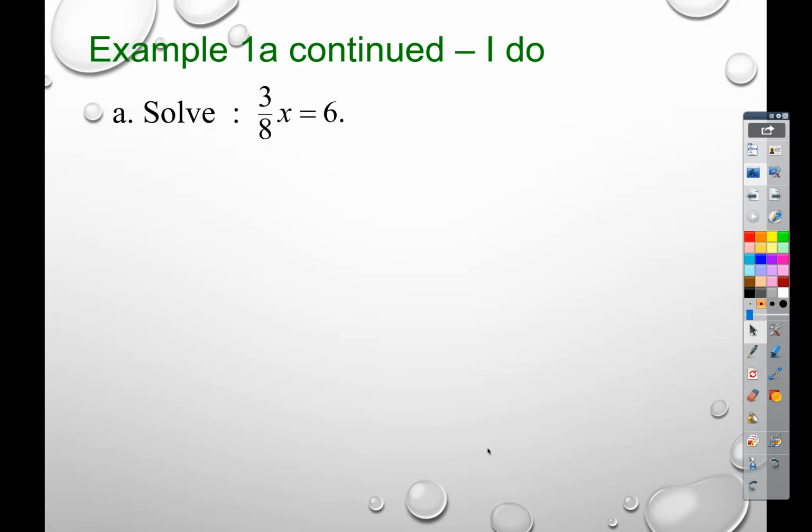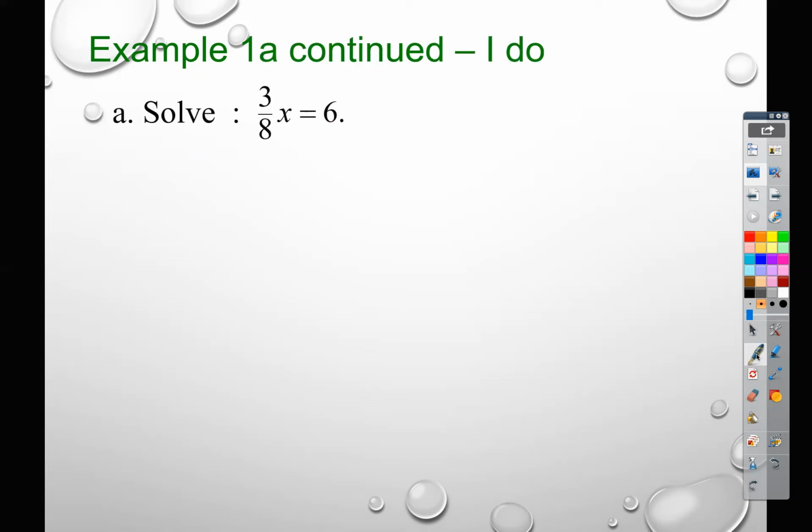Okay, so the next one is 3/8 x equals 6. So again, if I divide both sides of the equation by 3/8, that's the same thing as multiplying by the reciprocal. So that cancels out and I get x equals, now this is like 6/1, right? So I can simplify that before I multiply to make it easier. So 3 goes into 3 one time, 3 goes into 6 two times, so 2 times 8 is 16.